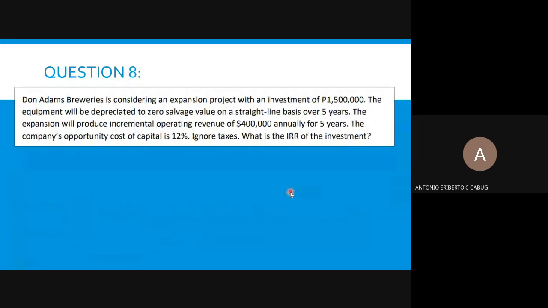Okay, next. Don Adams Breweries. Don Adams Breweries. IRR of the investment. Enter your answers, everyone.